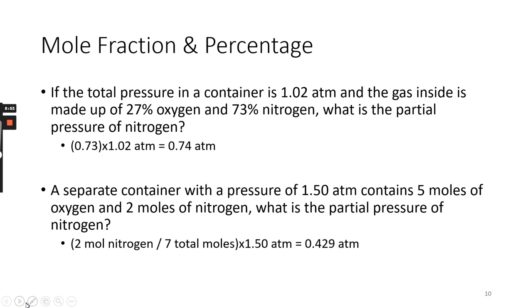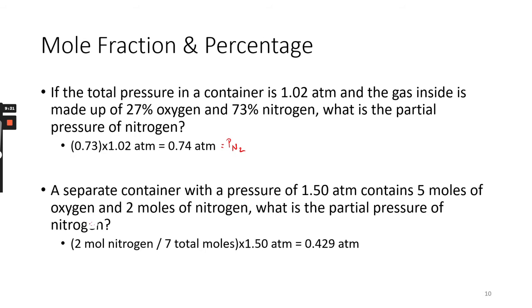So let's look at a couple examples of how to calculate partial pressures using Dalton's law. So it says here, if the total pressure of a container is 1.02 atmospheres, and the gas inside is made up of 27% oxygen and 73% nitrogen, what is the partial pressure of nitrogen? Well, this percentage here is your mole fraction. So 73% of the air is nitrogen. So you turn your percentage into a decimal, multiply it by the total pressure, and you get that your partial pressure of nitrogen is 0.74 atmospheres.